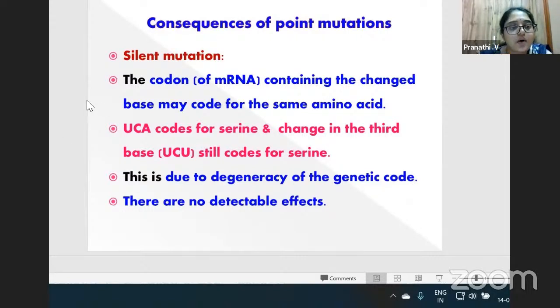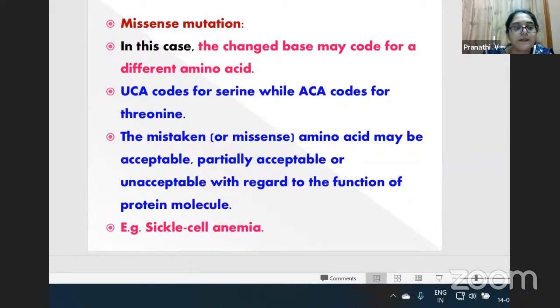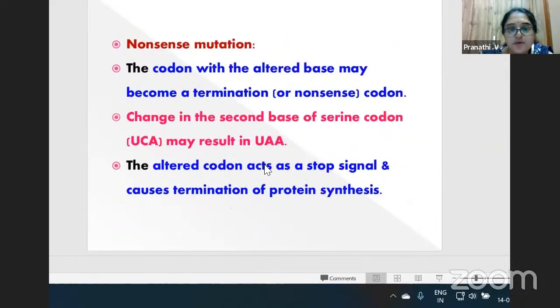Now, when it comes to nonsense mutation, a base is altered. That example with the figure is given in your textbook. You can just have a look at it. So what happens is production of a stop codon takes place. So this produces a stop signal, and protein synthesis is stopped altogether.